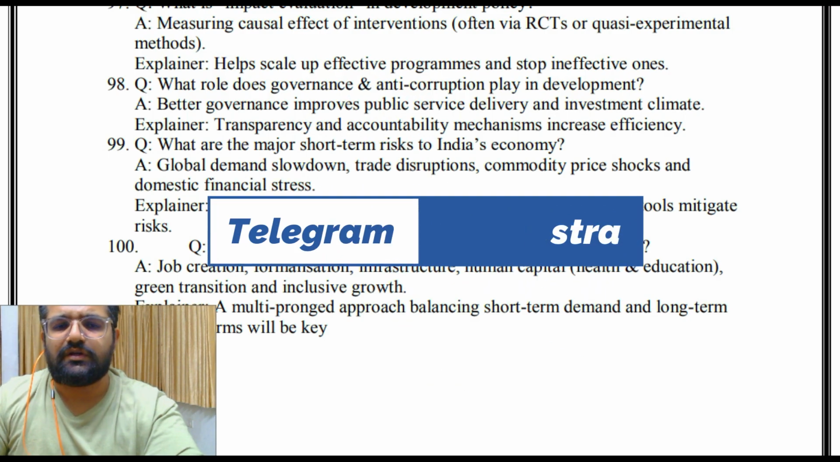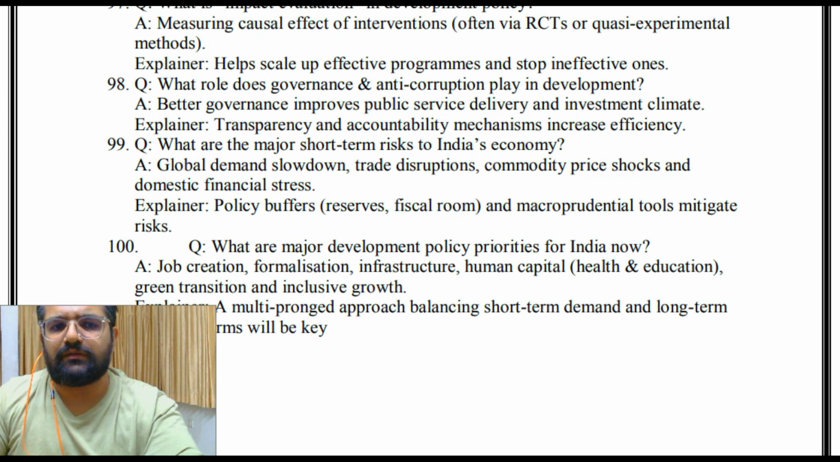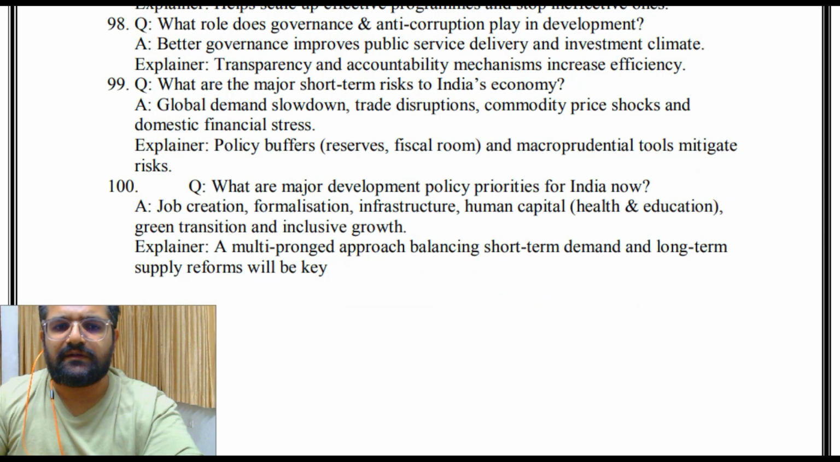What are the major short-term risks to India's economy? Global demand slowdown, trade disruptions, commodity price shocks, and domestic financial stress. Policy buffers, reserves, fiscal room, and macro-prudential tools mitigate risk. What are major development policy priorities for India now? Priorities: job creation, formalization, infrastructure, human capital, health and education, green transition, and inclusive growth. A multi-pronged approach balancing short-term demand and long-term supply reforms will be key.